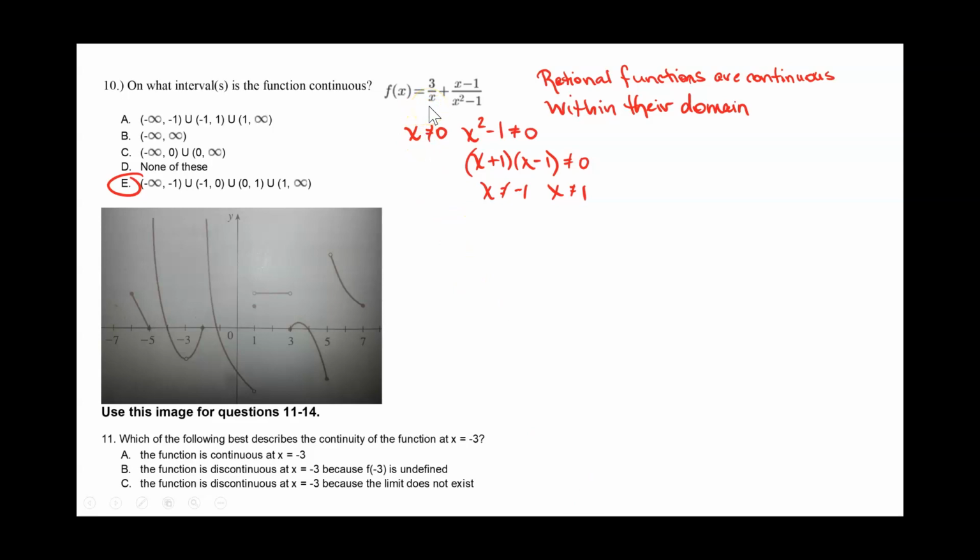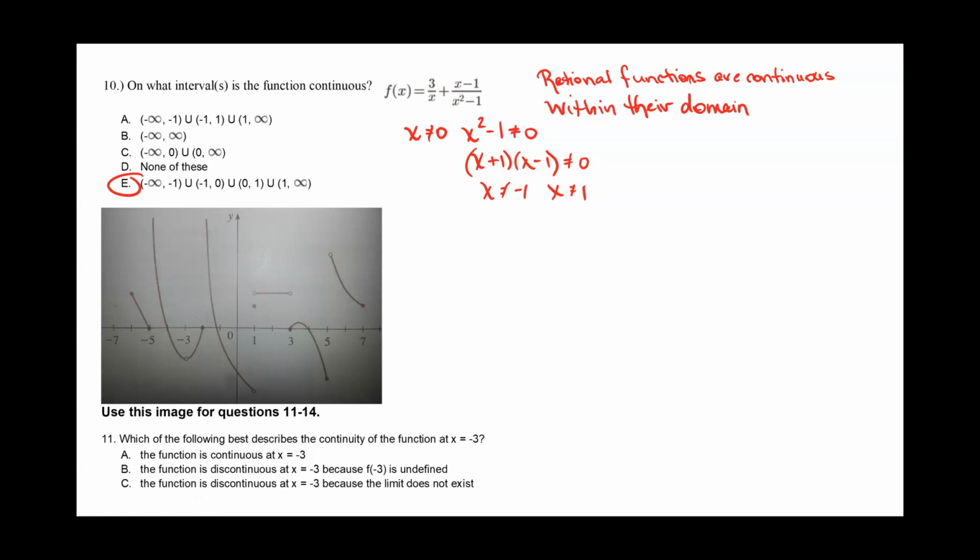We know that rational functions are continuous within their domains. So we're looking for what's not in their domain, 0 in the denominator. So I can say x cannot equal 0 and x squared minus 1 cannot equal 0 because those would give me zeros in the denominator. So x squared minus 1 factors to x plus 1, x minus 1. Set each of those equal to 0 and we will find out that x cannot be negative 1, x cannot be positive 1, and as we already said over here, it could not be 0.